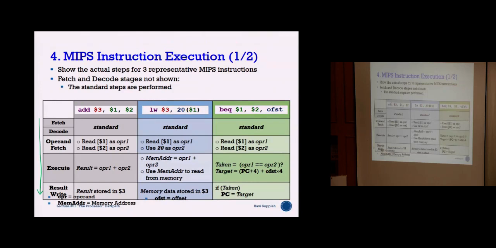Your decode is looking at your opcode. That is the same whether it is an R-type instruction, a memory access, or a branch instruction. That part is the same. Then subsequently there are changes. Why? Because if I talk about operand fetch, in this case your operands are both in registers, correct? If I talk about load word instructions, one operand is a register, but one is an immediate.